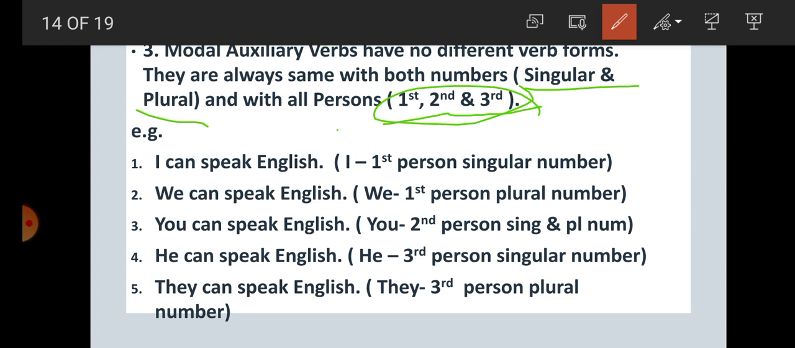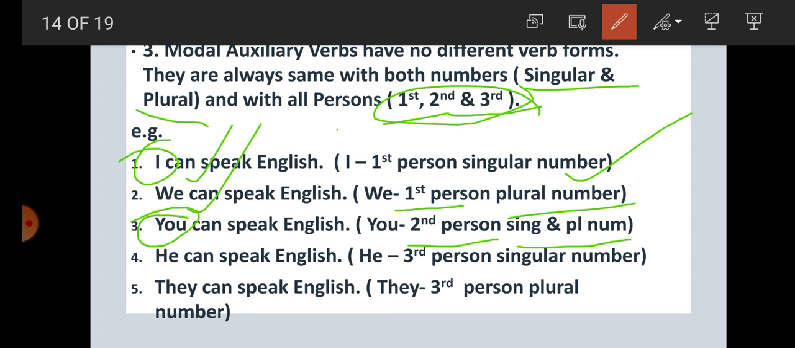For example number 1, I can speak English. So here, I, what is I, student? I is the first person singular number, and I have used the modal can. Now second one, we can speak English. We is what? First person plural number. But even so, can is used. You can speak English. You, what is you, student? You is second person, singular and plural number both.